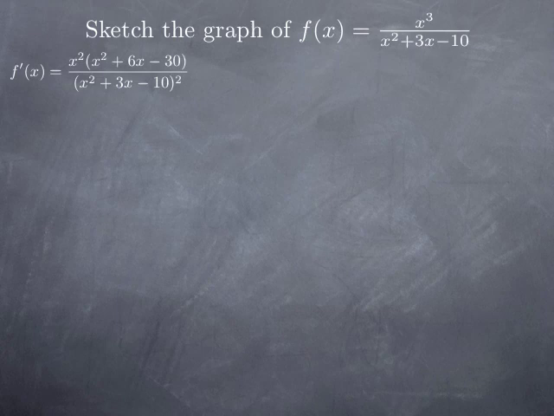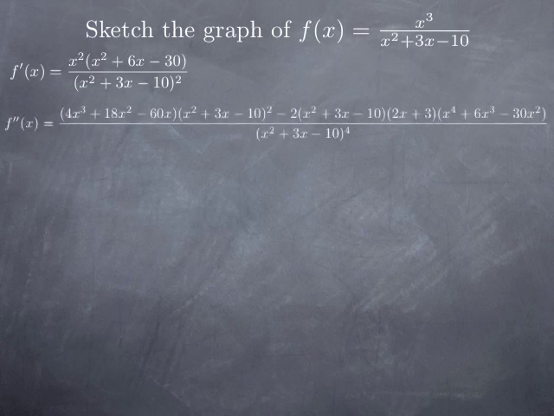Okay, so f prime is x to the fourth plus 6x cubed minus 30x squared over x squared plus 3x minus 10 squared. Now we differentiate that with a quotient rule. So I obtain derivative of the top, that's 4x cubed plus 18x squared minus 60x, multiplied by the bottom unchanged, so that's this x squared plus 3x minus 10 squared. Then I subtract the derivative of the bottom. The bottom is the square of a function, so I have to use the chain rule. I get 2 times the function multiplied by the derivative of the function. So in this case, 2 times x squared plus 3x minus 10 multiplied by 2x plus 3.